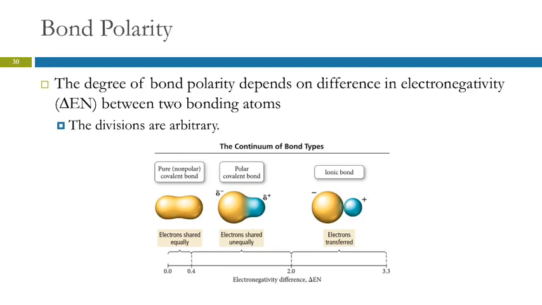So bond polarity, we're talking about how equally or unequally the electrons are shared. And how polar a bond is depends on the difference in the electronegativity.